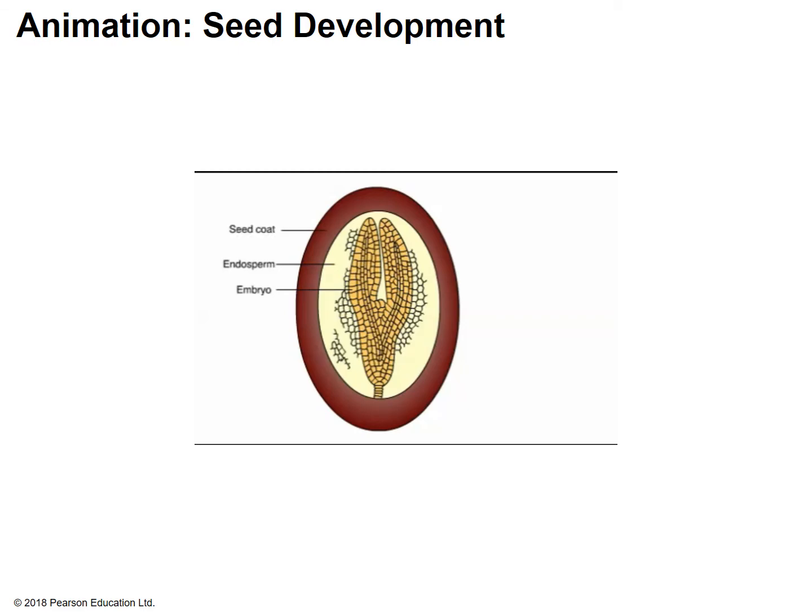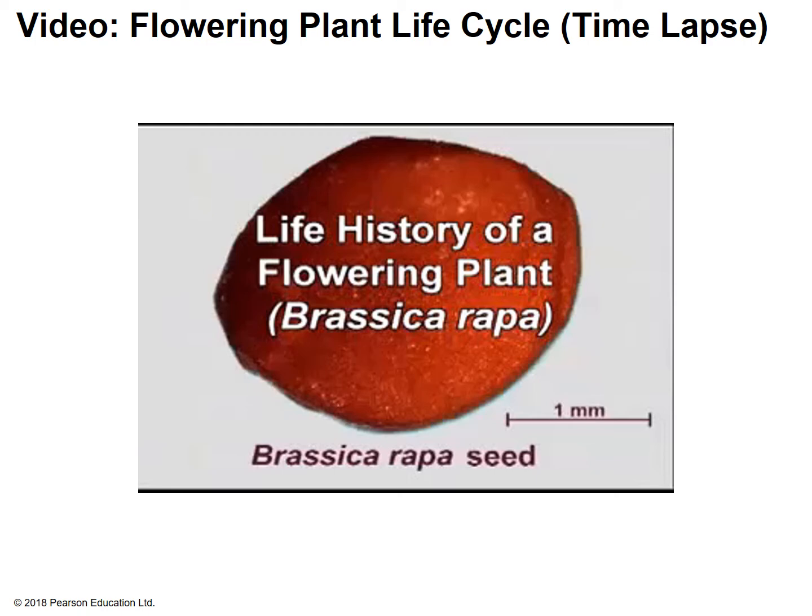The main axis of the embryo has a root apex and a short stem that may have a few tiny leaves, not shown here, near the shoot apex. The cotyledons are part of the embryo. They're the first leaves. Monocots have one cotyledon. Eudicots have two. The following video shows time-lapse of the life cycle of a flowering plant.